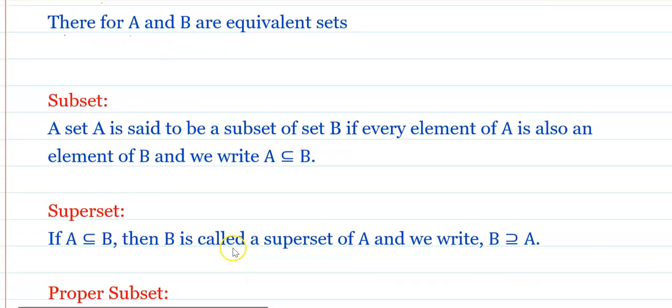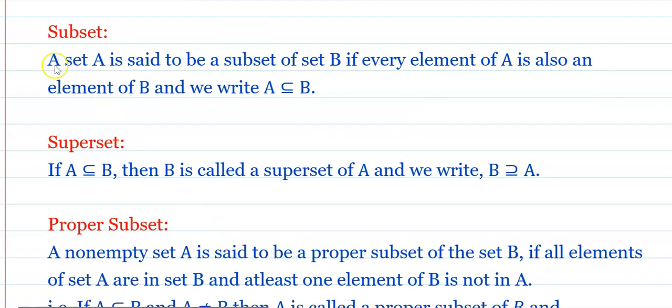Okay. Now the next, subset. A set A is said to be a subset of set B if every element of A is also an element of B, and we write A is a subset of B. Okay. Next, superset. If A is a subset of B, then B is called the superset of A, meaning the bigger one. And we write B is a superset of A.